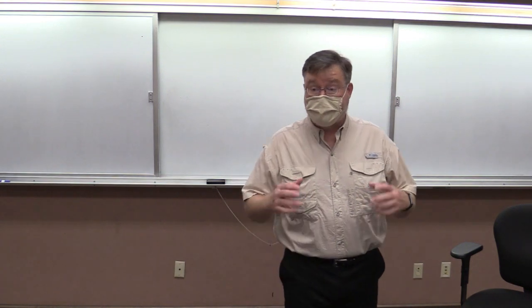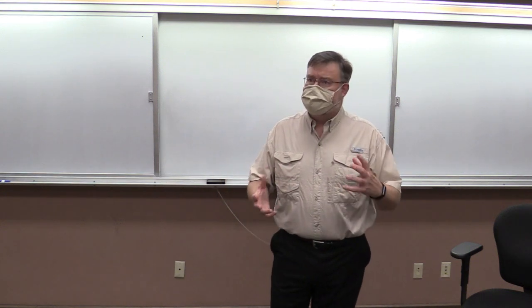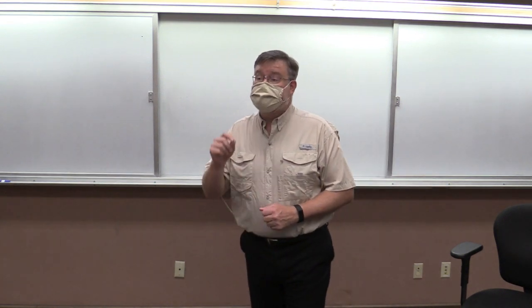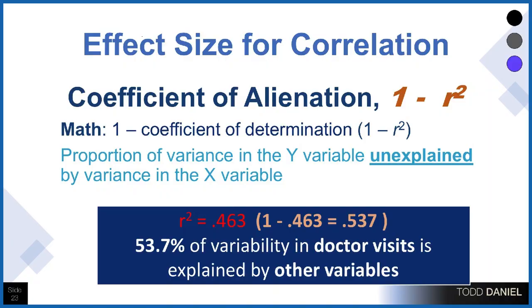If I have more than one X value, I might be able to predict 60% or 70% of the variability in your job satisfaction score. So again, R squared is the amount of variability in one variable explained by the other. Well, that leaves some unexplained variability, which we depict as 1 minus R squared, called the coefficient of alienation. This is the proportion of variance in the Y variable that is unexplained by variance in the X variable. So in this case, our R squared of 0.463, 1 minus 0.463 is 0.537.